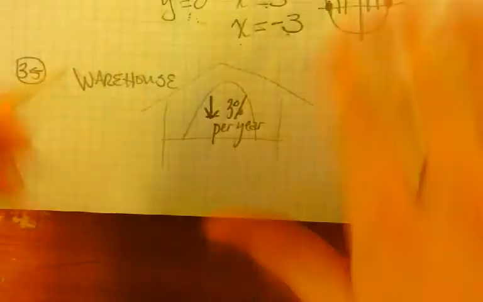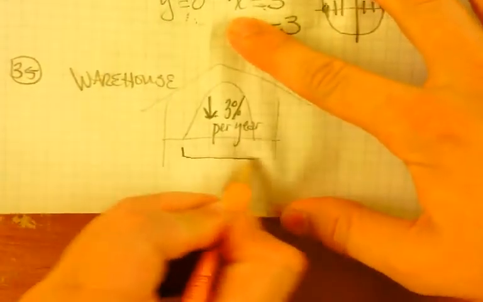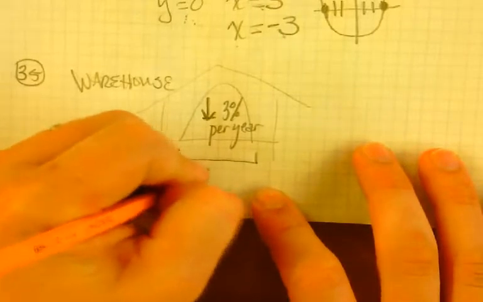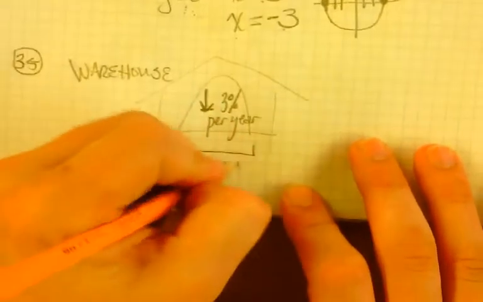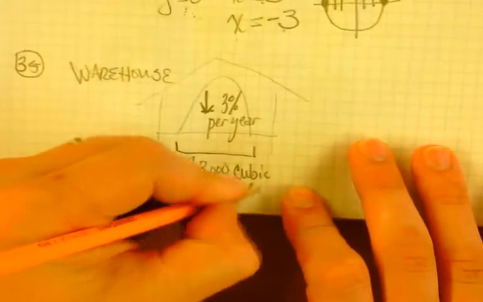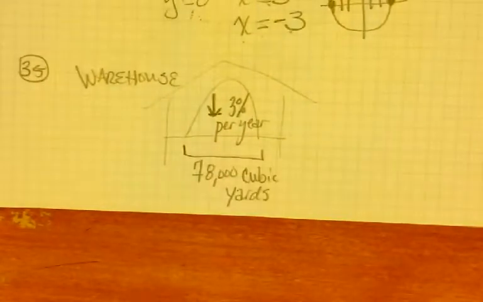All right. So how much did you start out with? You originally started out with 78,000 cubic yards. It's like, whoa! Whoa, the STAAR test just got way better. Now we can figure this out. There are some real business questions on there.